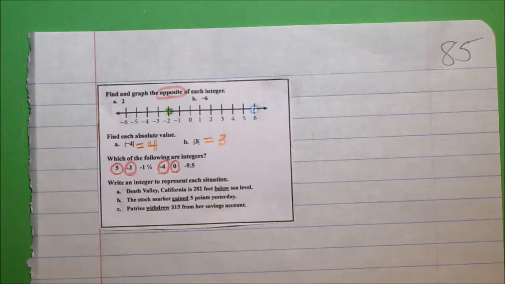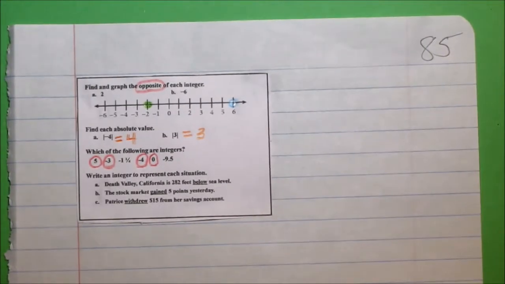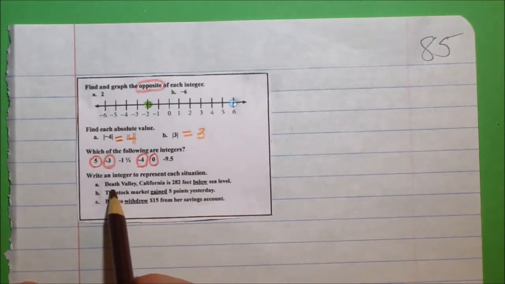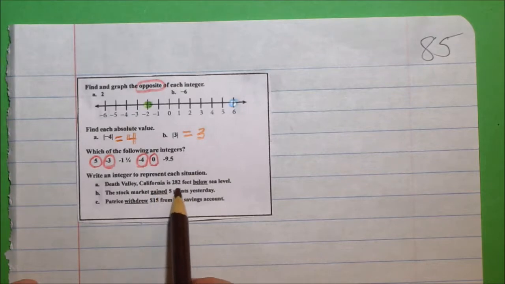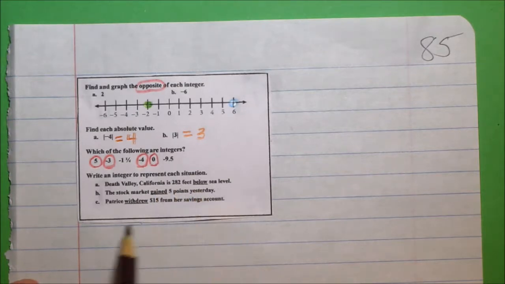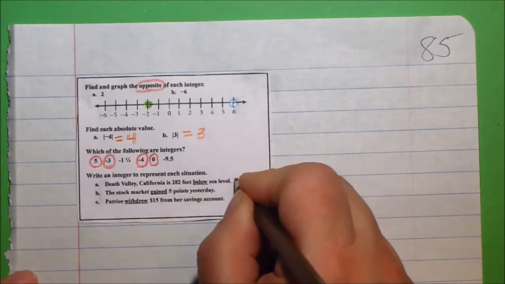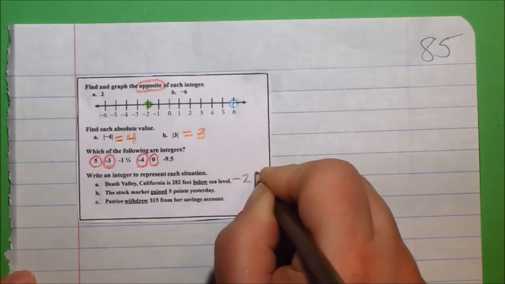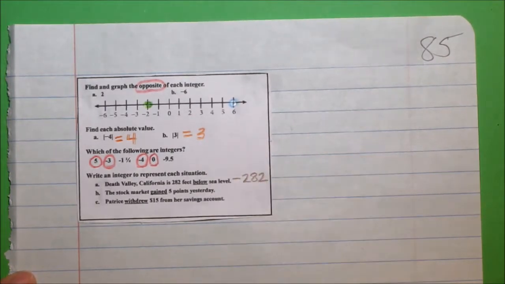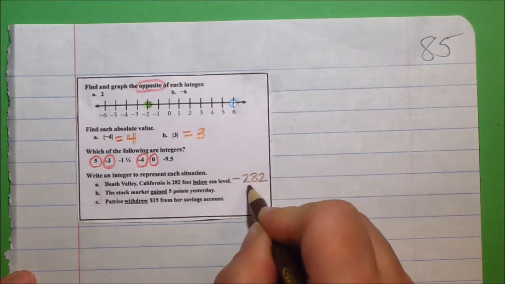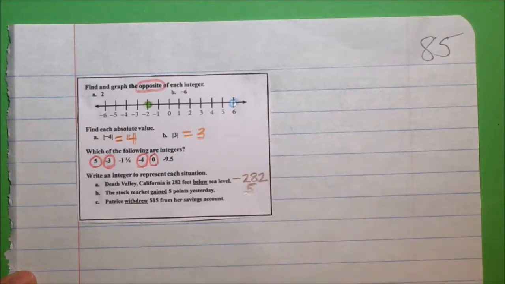All right, so here we're writing integers that would represent, for example, Death Valley, California is 282 feet below sea level. Below sea level is my key word there. They've underlined it for us. So below sea level would be negative 282. Right? The stock market gained 5 points today. So what's the integer I'm going to write that represents gained? It's going to be a positive number then. So that one is just going to be 5.